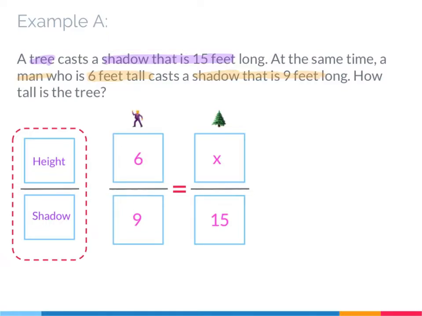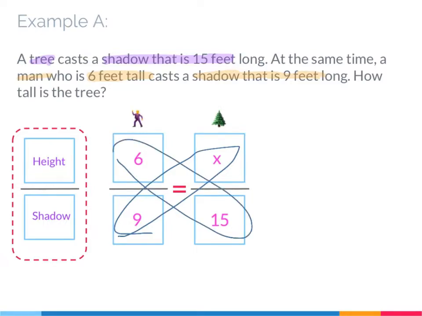So the first thing I need to do when solving proportions is to cross multiply. So I'm going to cross multiply 9 times x and 6 times 15. 9 times x is 9x.